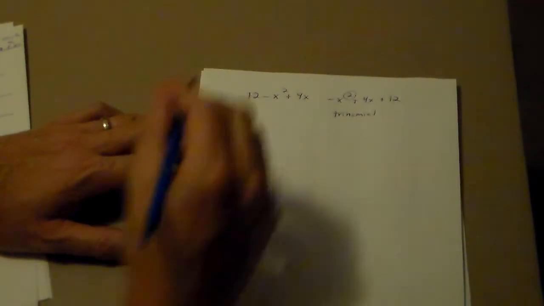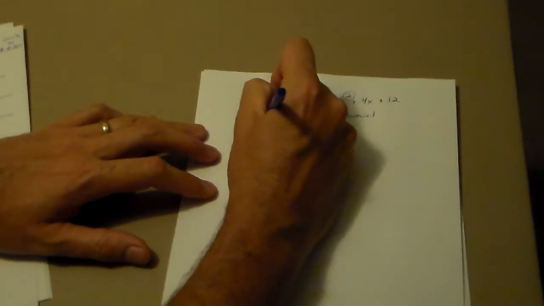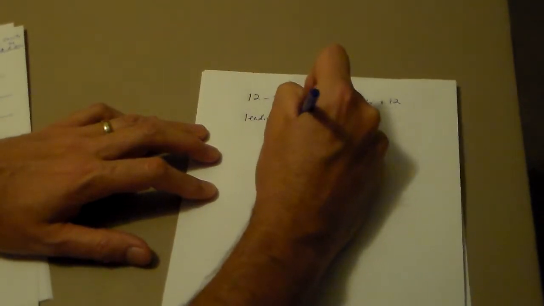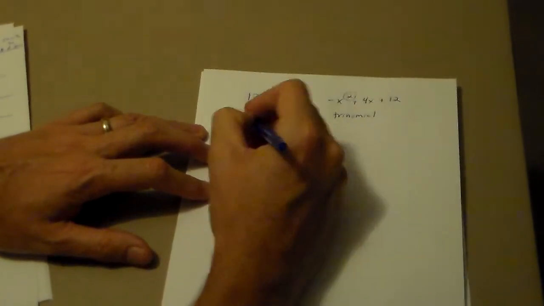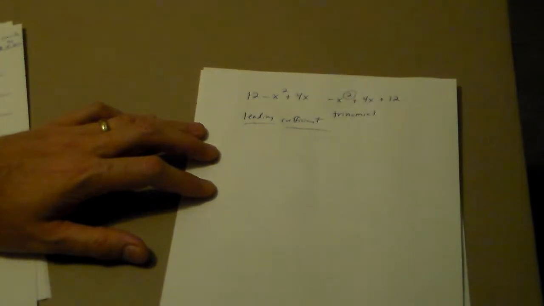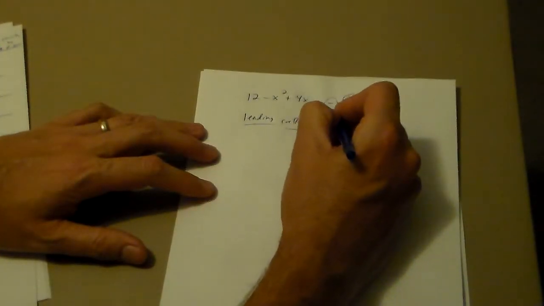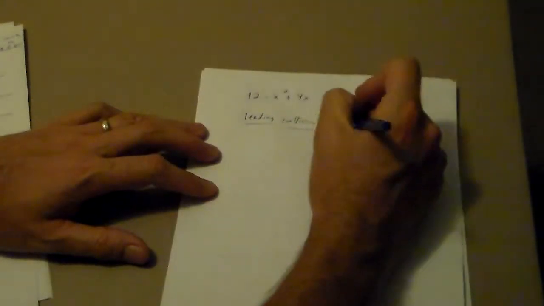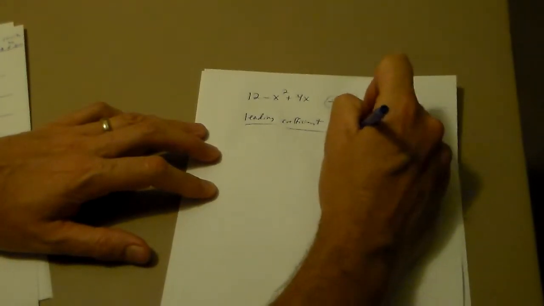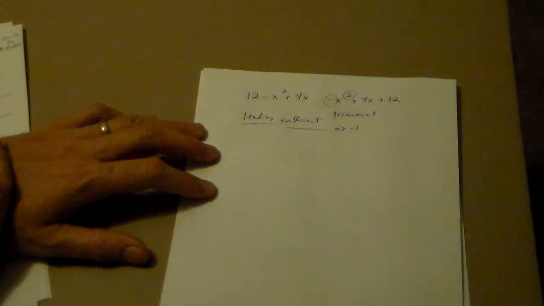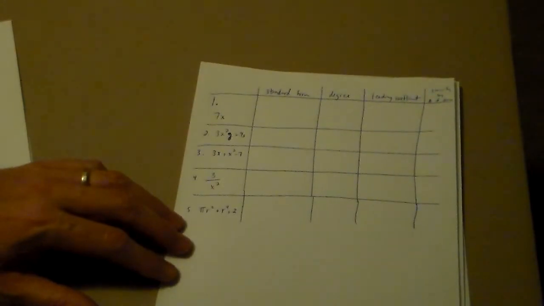Okay, and the last thing we're going to talk about is what's called the leading coefficient. Once you put it in the correct standard form, it's the coefficient of the first term. So that's this one here. The coefficient there would be -1. All right, so we're going to put all of that stuff together here.